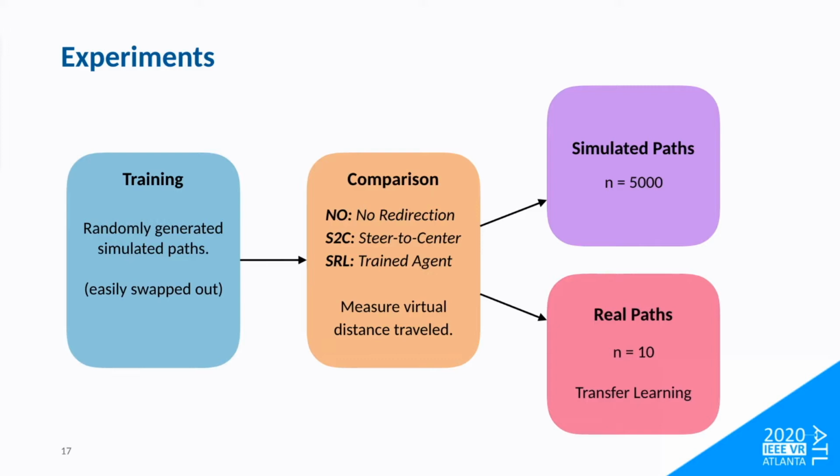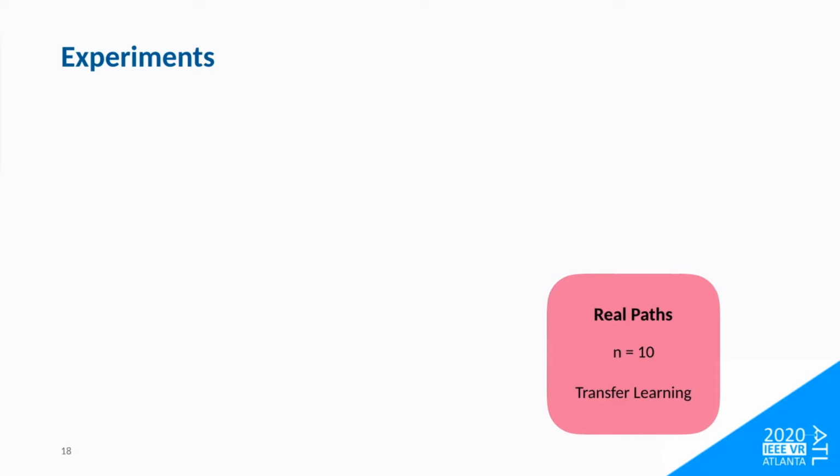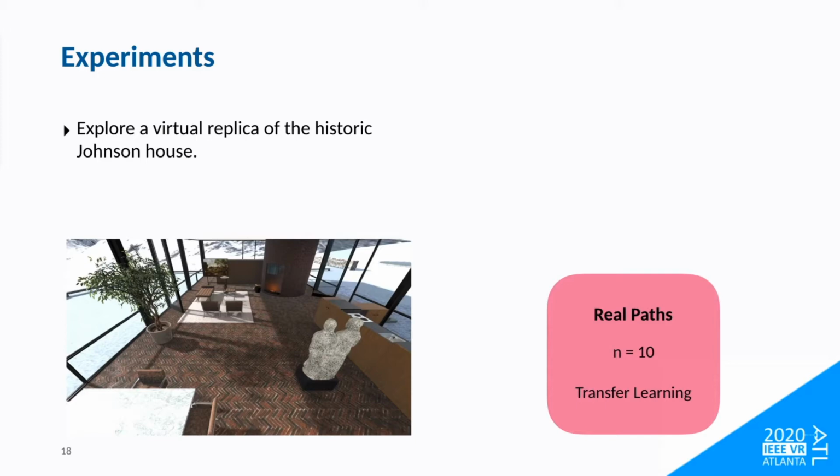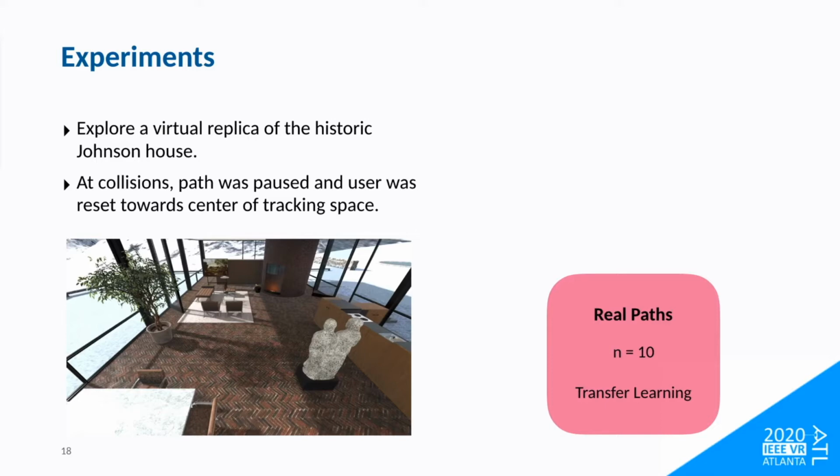In the machine learning field, this is known as transfer learning, an open problem, where the idea is that we're applying our model to a different set of data than it was trained on. We collected the real paths by simply asking users to explore a virtual replica of the historic Johnson House in Connecticut. If the user collided with the boundary of the tracking space, the path was paused and the user was reset towards the center of the tracking area.